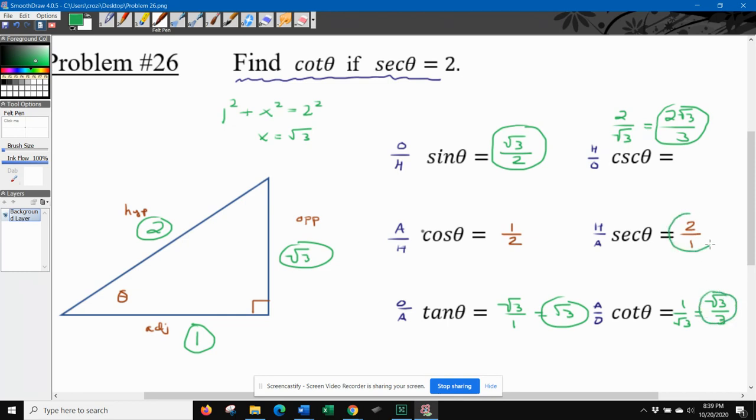All right, and that's how you can use the information you're given to find all the values. Again, I recommend writing out all the opposites and hypotenuse and adjacents next to it so you don't forget. And if you're ever looking for a side, Pythagorean theorem is probably the best way to get there. All right, hope this helps for 26.